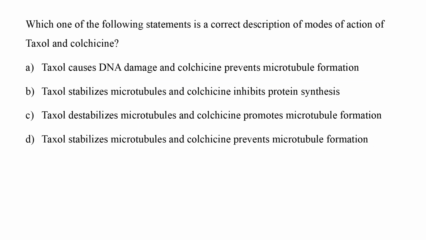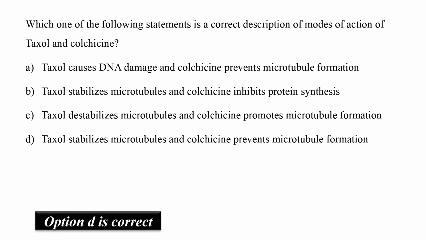The next question is, which of the following statements is a correct description of the modes of action of Taxol and colchicine? Now, Taxol and colchicine are two chemicals which affect the microtubules. Taxol stabilizes the microtubule formation while colchicine prevents the microtubule formation. So option D is the right answer in this case.